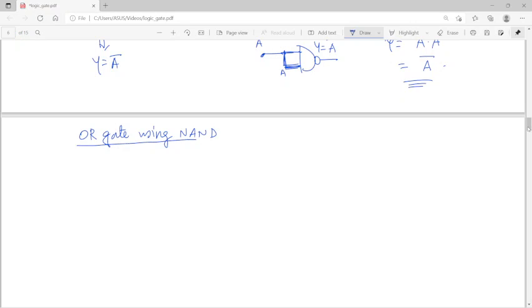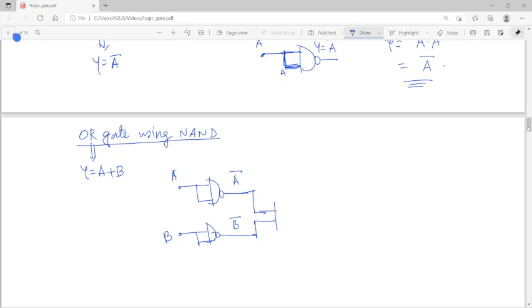So what is OR gate? OR gate means the output is A or B. So how can I implement this? What I learned is that if this is A, if I am putting a NAND gate, that will give you A bar. If this is B, this is B bar. And now A bar and B bar, both will be put to the input of the NAND gate. That means what should be the output? This is (A bar dot B bar) whole bar.